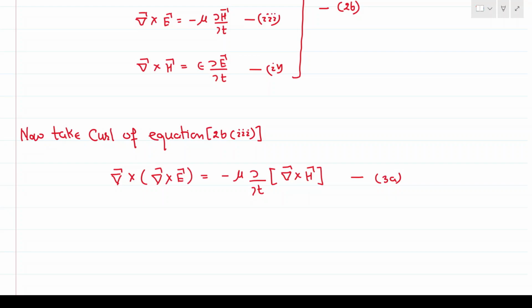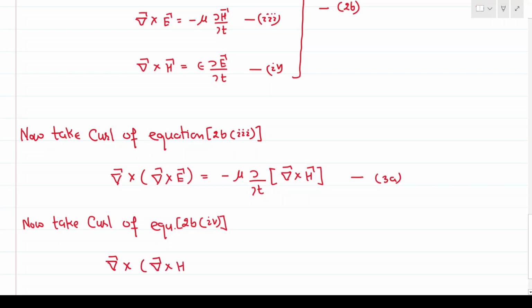Now take curl of equation 2B part 4. And we write curl of H is equal to epsilon del over del t, curl of E, and this is called equation number 3B.